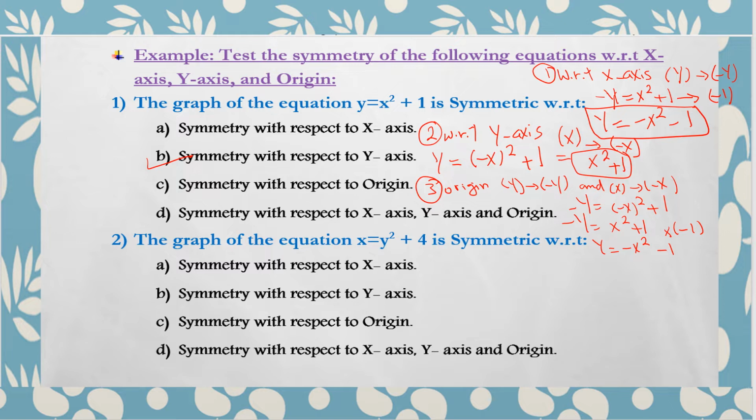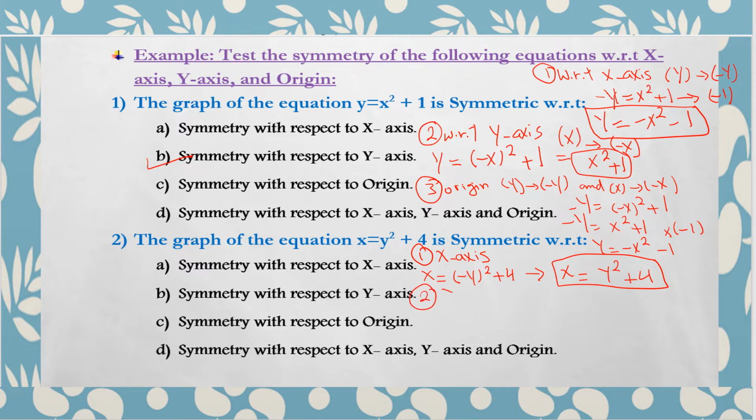Question 2. The graph of the equation x equals y squared plus 4 is symmetric with respect to. We have to test this equation algebraically. First, for the x-axis. So x equals negative y squared plus 4. And this equals x equals y squared plus 4, and this is equivalent to the original equation, so this is symmetric with respect to the x-axis.